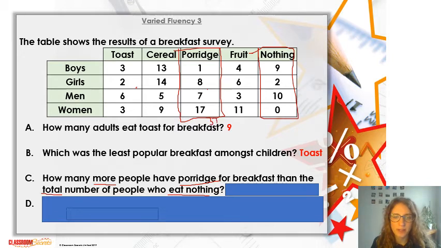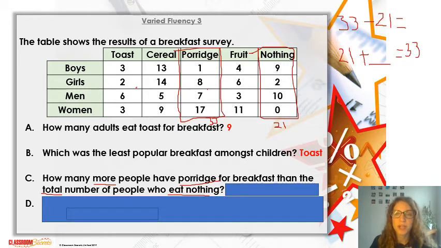33 in that column. Okay, so then we've got 9, add 2, which gives me 11, add 10 more gives me 21, add 0, still 21. Okay, so now we can do either 33 take away the 21, or we can do counting on, 21 add something equals 33. So whichever way you feel most comfortable, pause the video and give that a go.